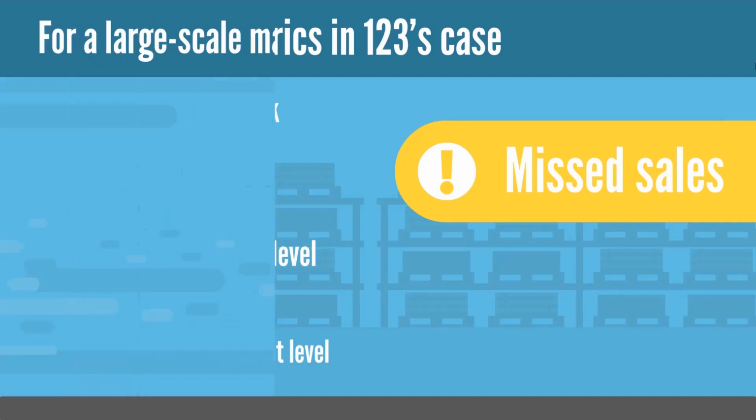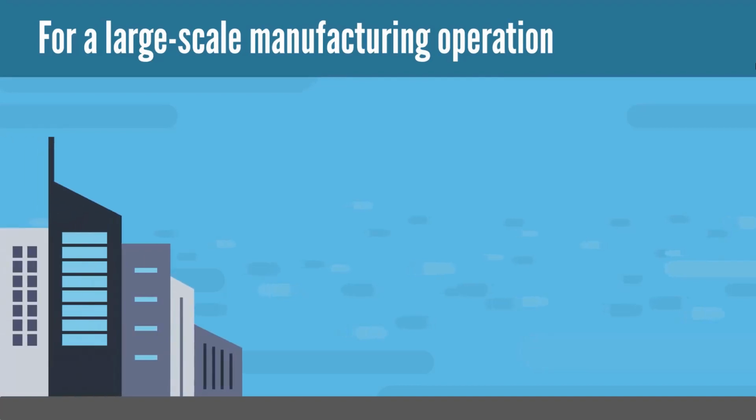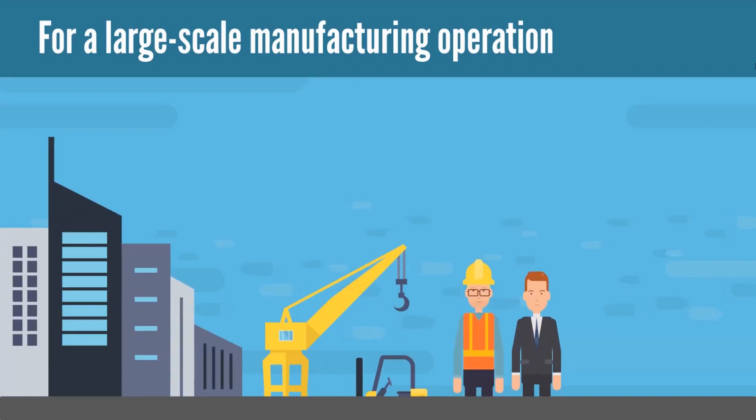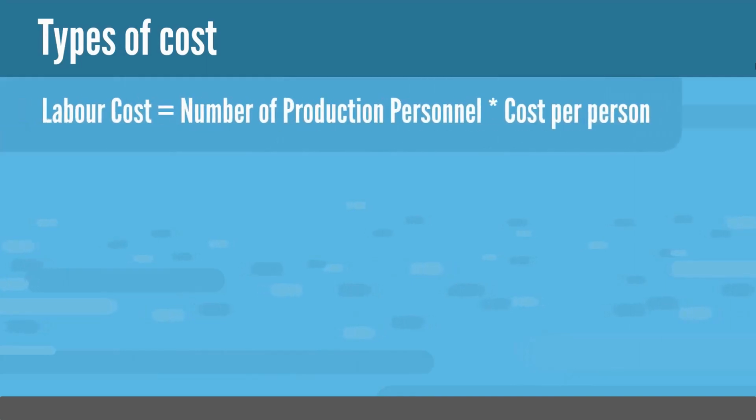For a large-scale manufacturing operation, a company needs buildings, machines, production and office personnel, raw materials, utilities, and many other resources. In addition, the company will have to sustain warehouse and delivery costs. In our example, we will consider the following types of cost. Labor cost, given by the number of people working in production, multiplied by the cost sustained per each person. In addition, we will consider some fixed costs that need to be sustained.